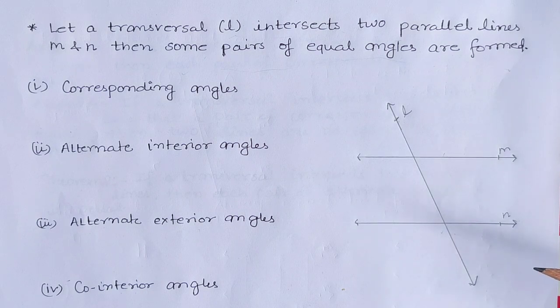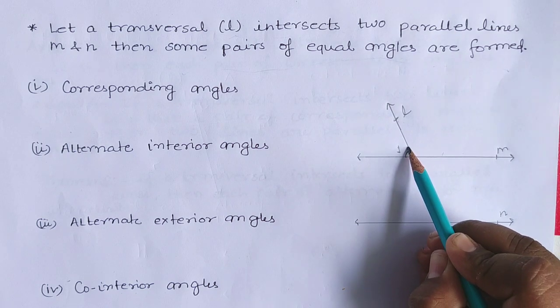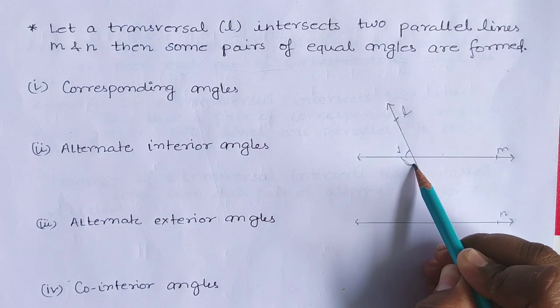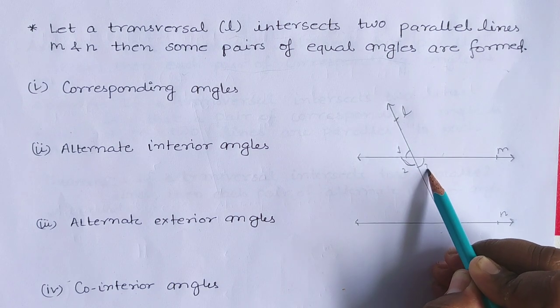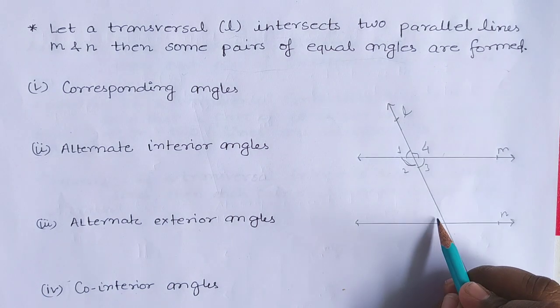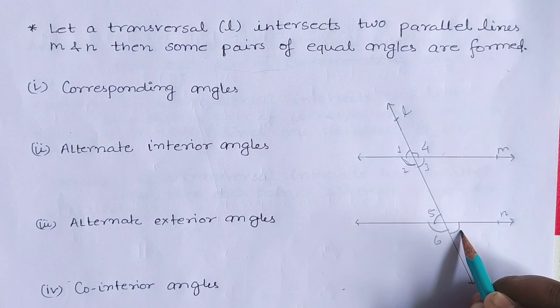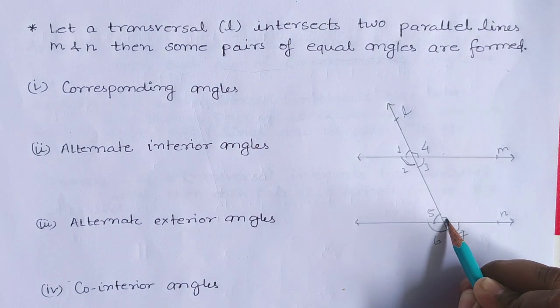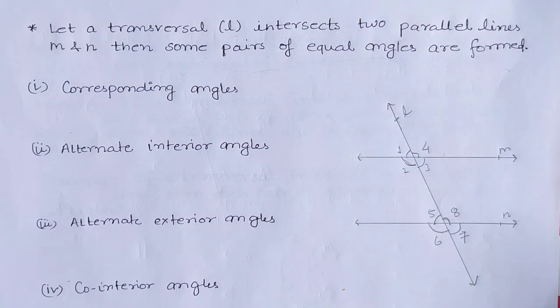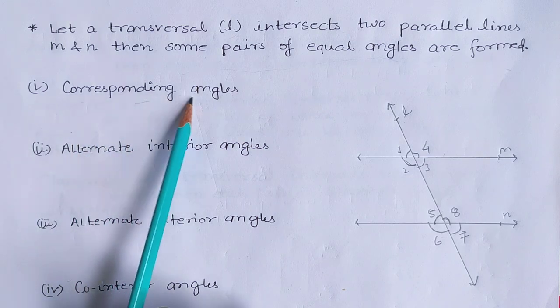Now we will suppose this angle is angle 1, this angle is angle 2, this is angle 3, and this is angle 4. Suppose this angle is 5, this angle is 6, this is angle 7, and this is angle 8. Now our first topic is corresponding angles.